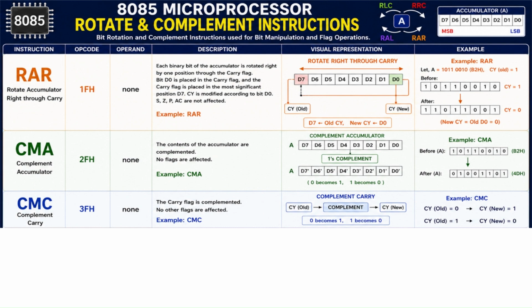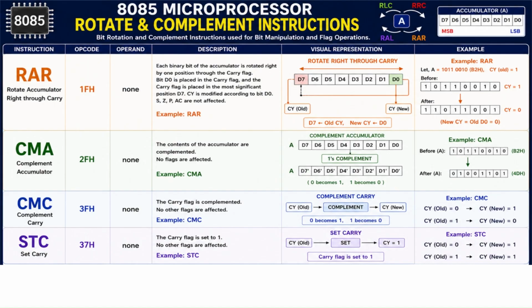Up next we have STC. It means set carry. Its opcode is 37H. Like the previous instruction, it also has no operand. Look at the diagram. The carry flag enters the instruction. Instead of complementing it, the processor simply forces the carry flag to become 1. No matter what the previous value was, after executing STC, carry becomes 1. No other register changes, no other flag changes.